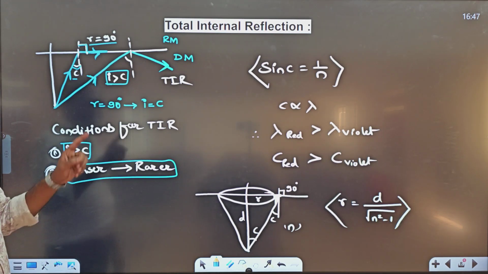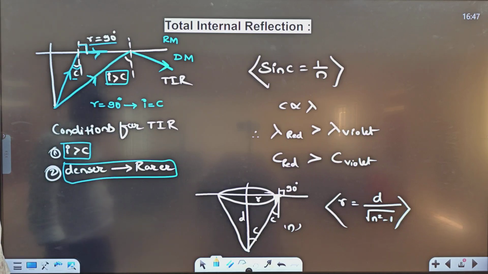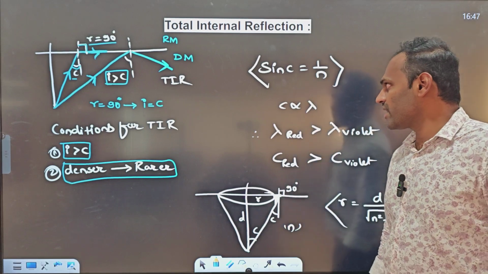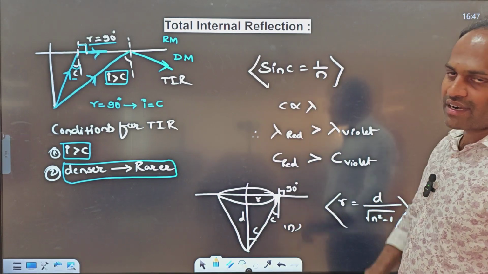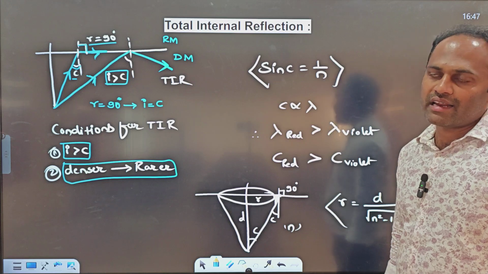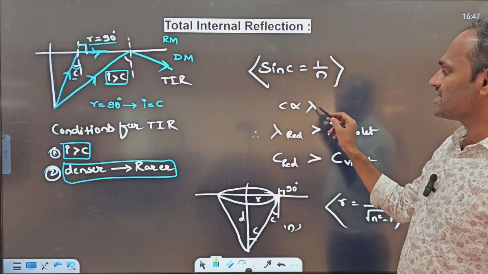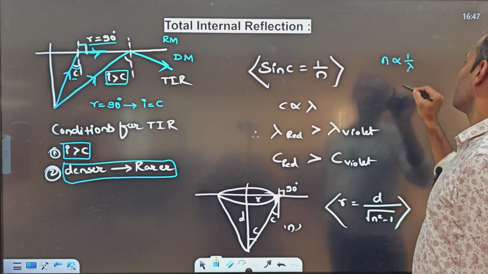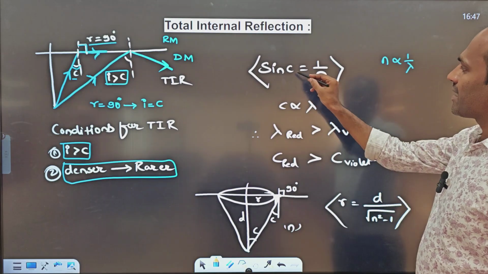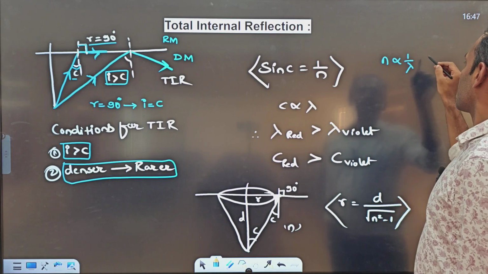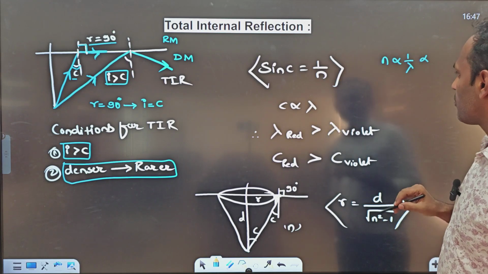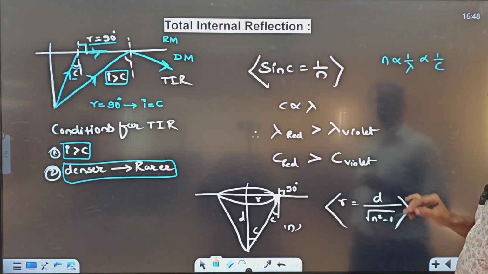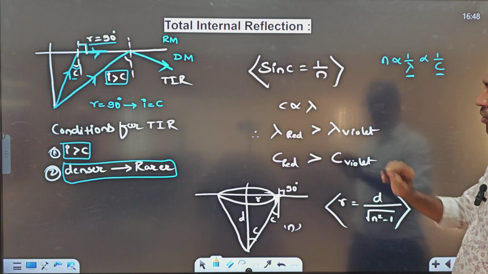And if the angle of refraction is 90 degrees, the angle of incidence is considered as C, the critical angle. What is the relation between critical angle and refractive index? Sin C is equal to 1 divided by n. This is the relation between critical angle and refractive index. Refractive index is inversely proportional to wavelength, right? Critical angle is inversely proportional to refractive index. That's why critical angle and wavelength are directly proportional.